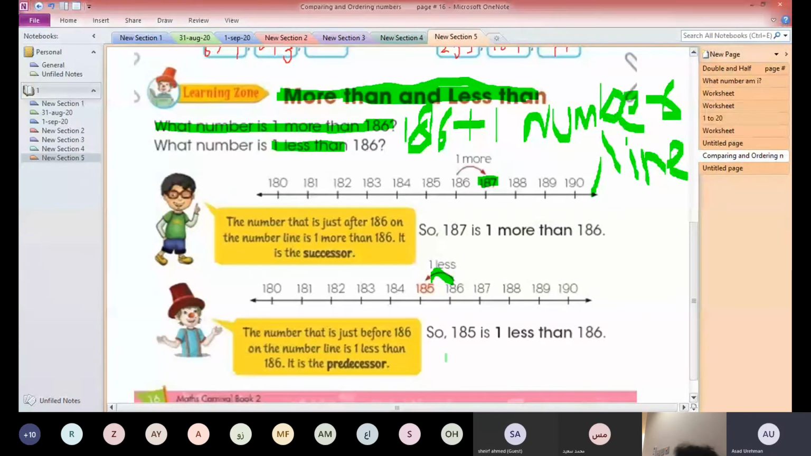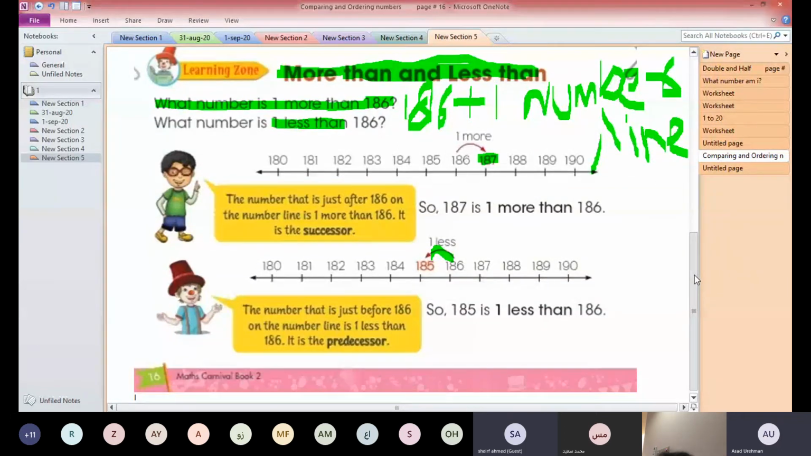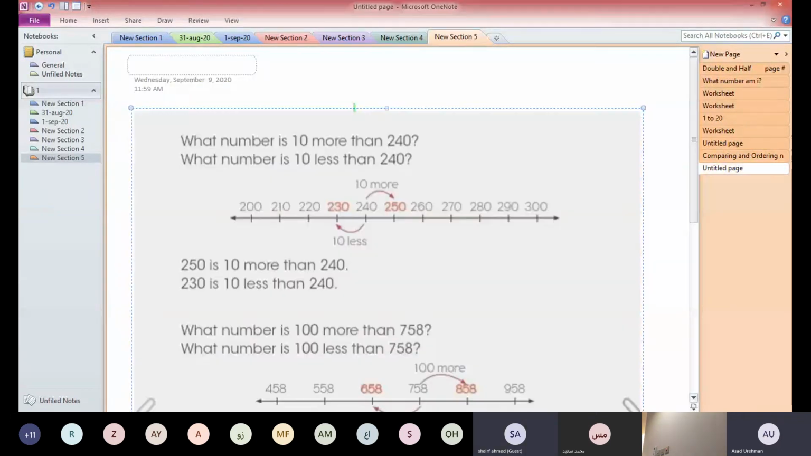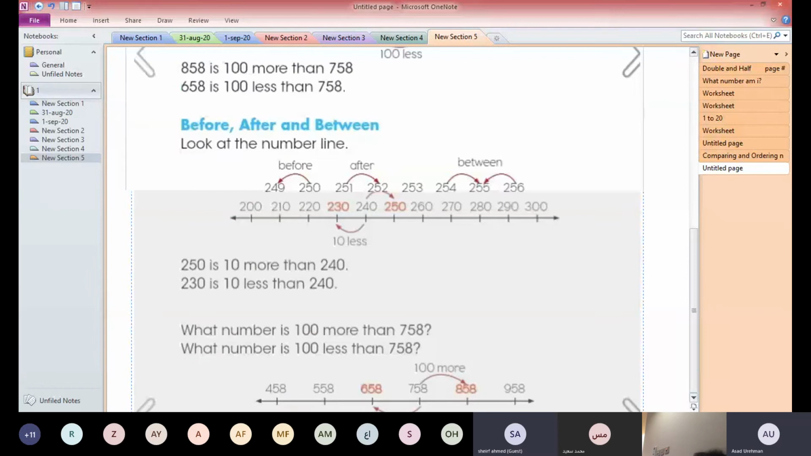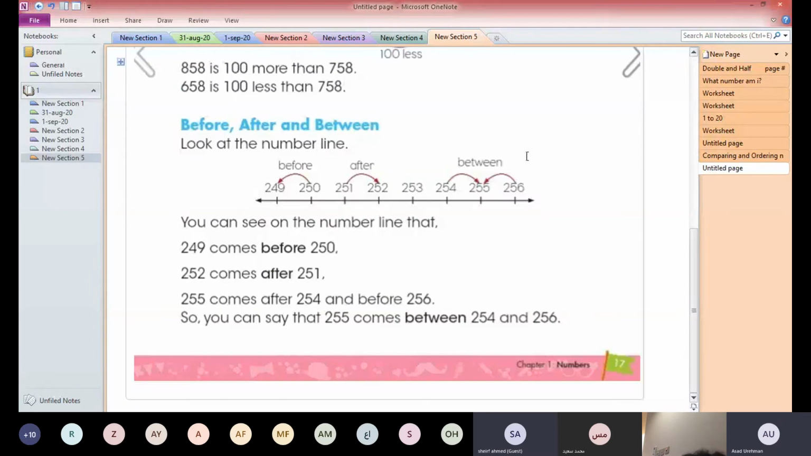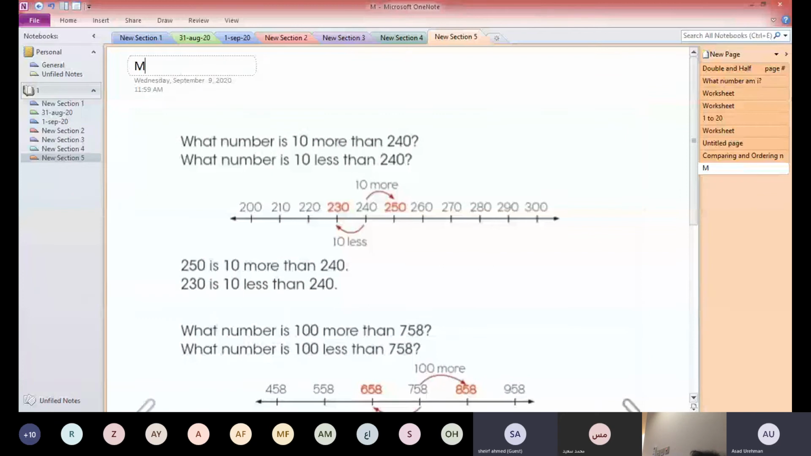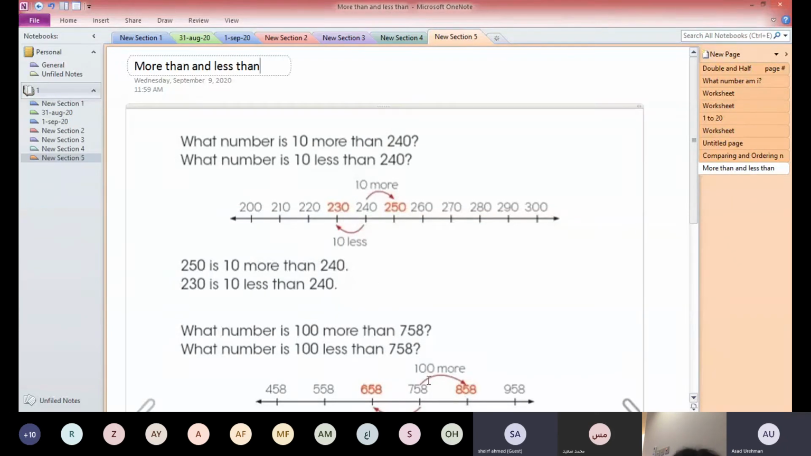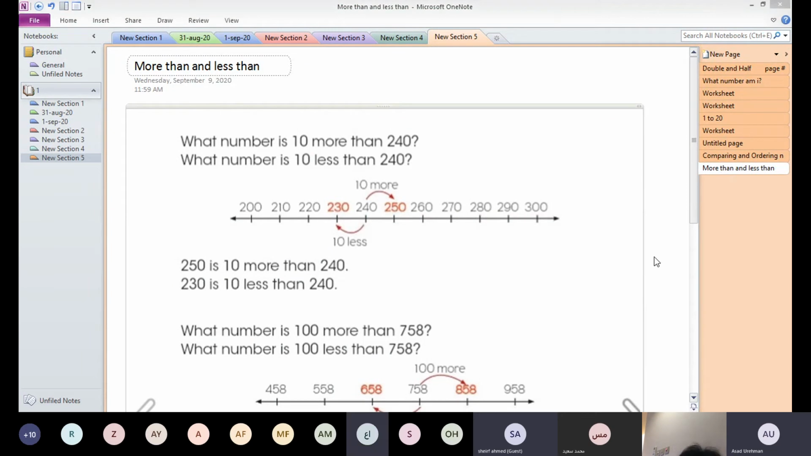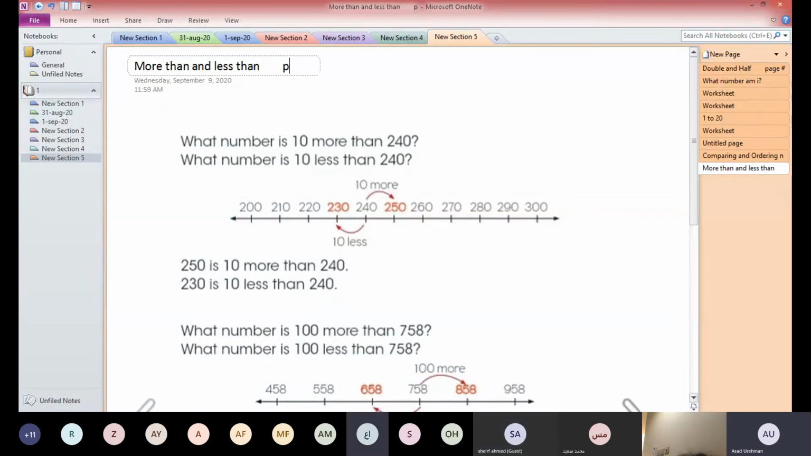Here we are going to go to the next page, and I'm going to write here: 190 is greater than 180. 190 is greater than more than, and less is less than. Correct, sir? Yes. Okay, more than and less than is on page number 17.